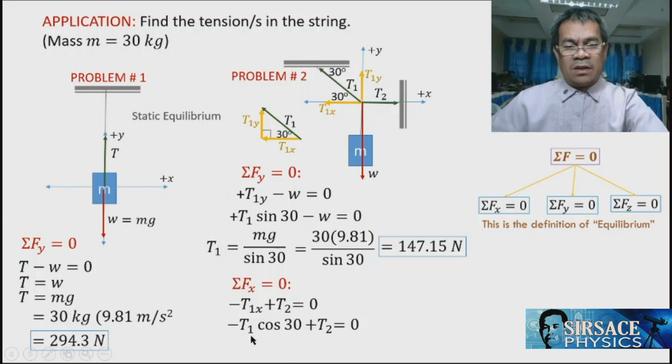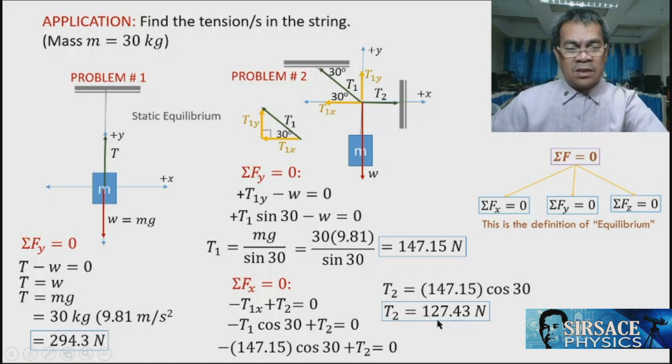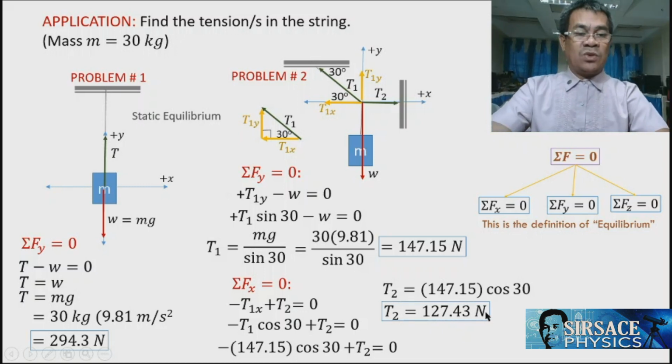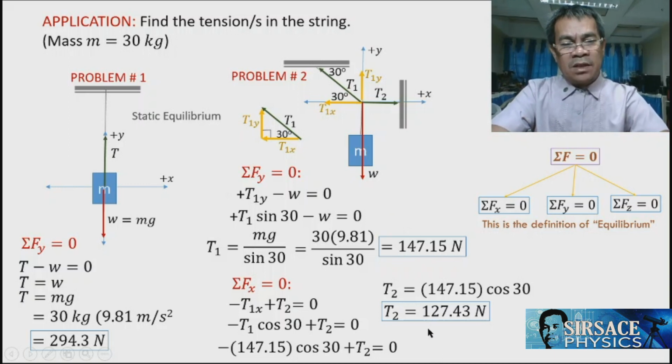So take note that we already solved T1 here. So T1 is already 147.15. So substitute this value here, then solve for T2. T2 is 147.15 cosine of 30 because we will transpose that to the right side. Then it is equivalent to 127.43 newtons. So therefore, these are the answers to the problem. The T1 has a tensile force of 147.15 newtons, while T2 has a force of 127.43 newtons.